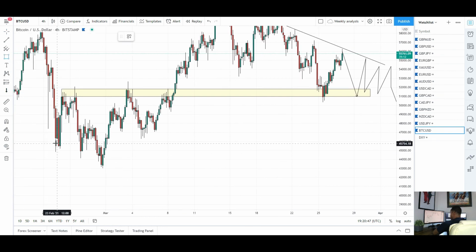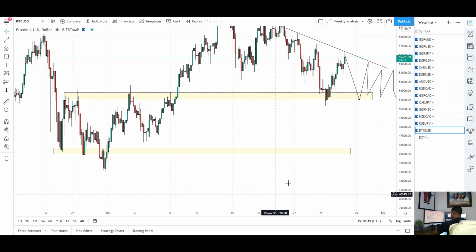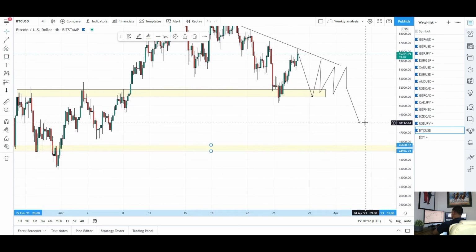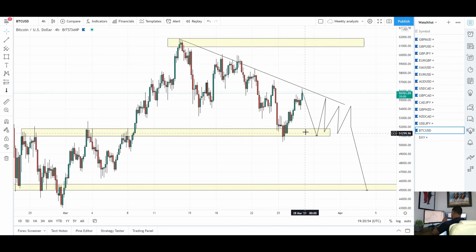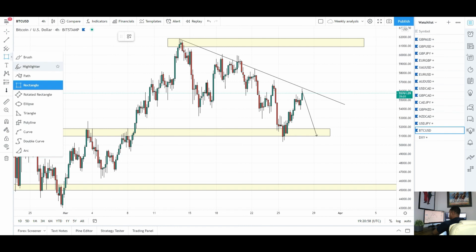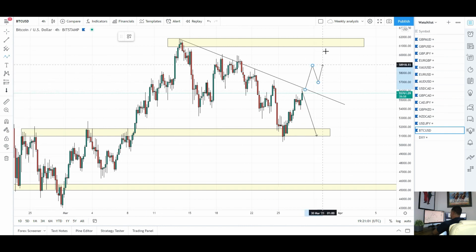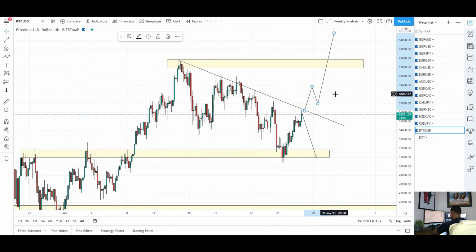So as you can see, we had this bit of consolidation here for Bitcoin. We'll probably see price fall back down into this level. But right now for Bitcoin, I'm favoring a break of the trend line, and if we do that, I do expect to see 61,000 level reached, and then again those new highs at 65,000.